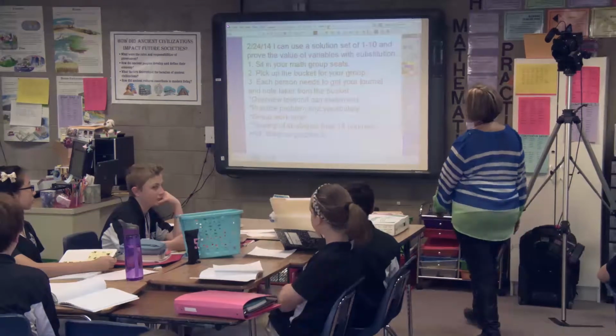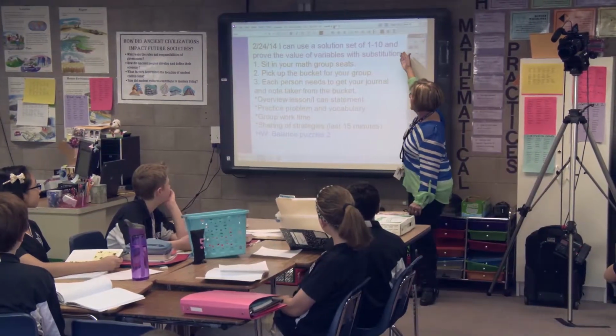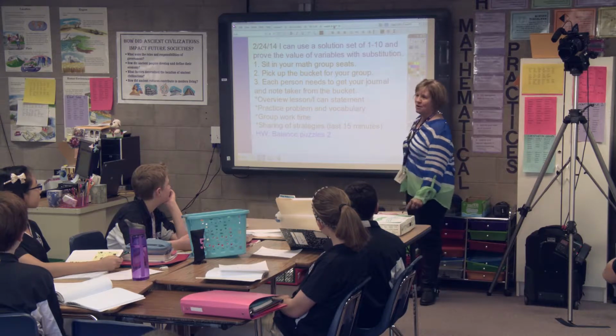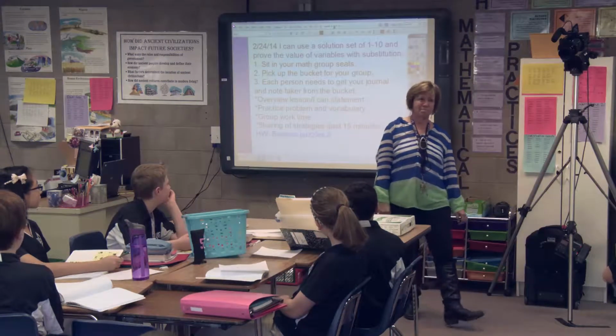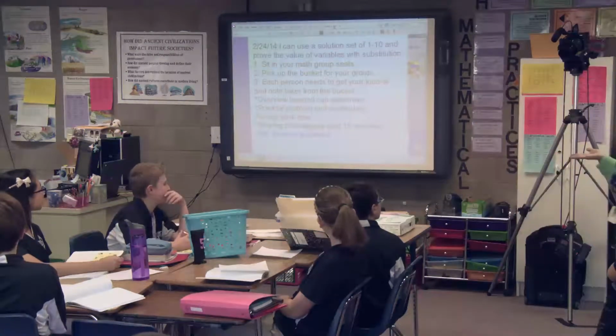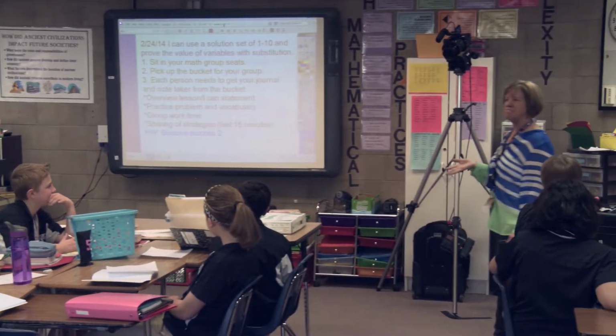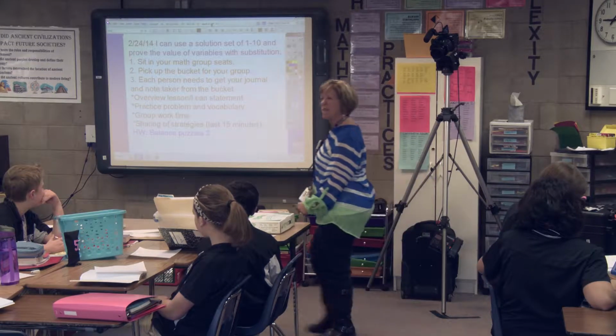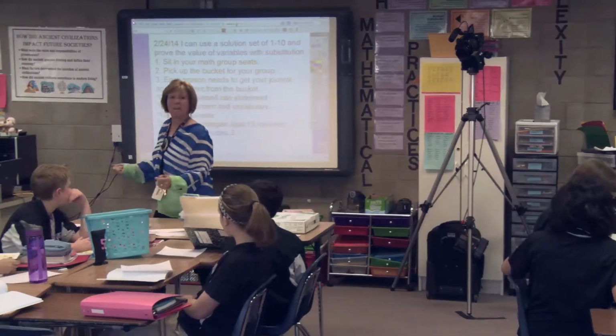I can use a solution set of 1 to 10 and prove the values of variables with substitution. Let's look at the first part of that, because that's our I can statement. I can use a solution set of 1 to 10. Does somebody have an idea of what that means? Can somebody tell me what we mean by a solution?